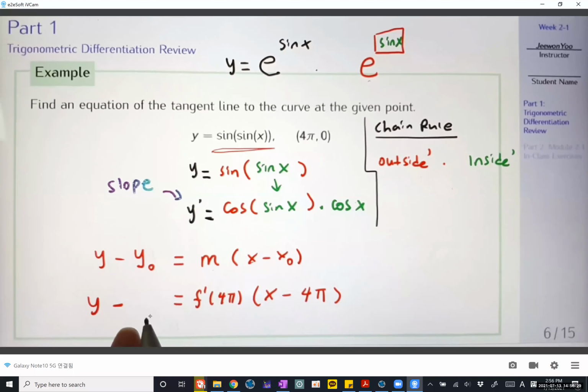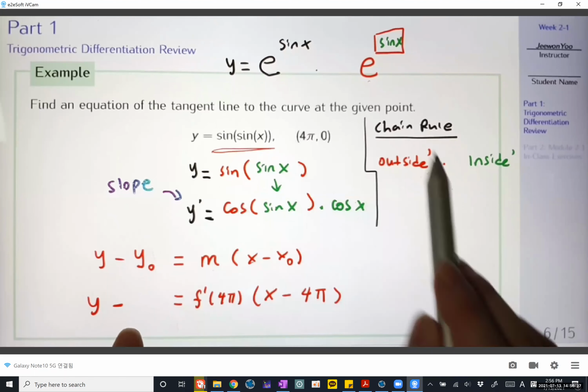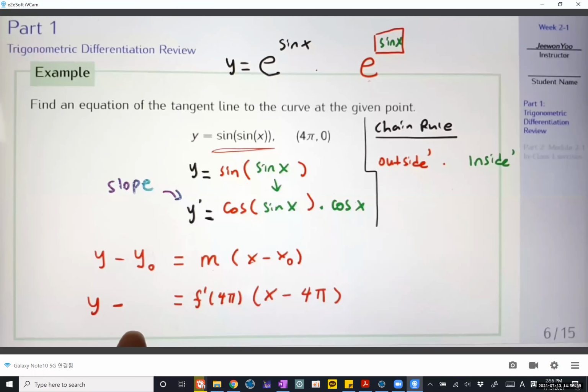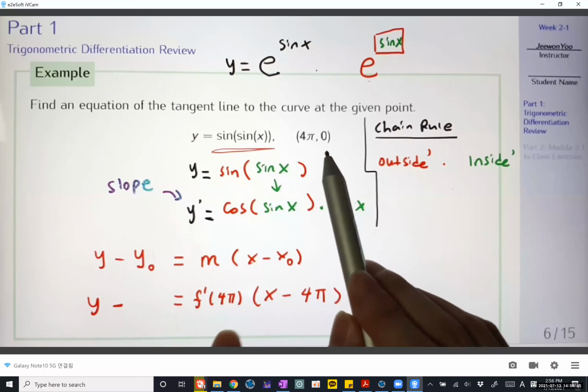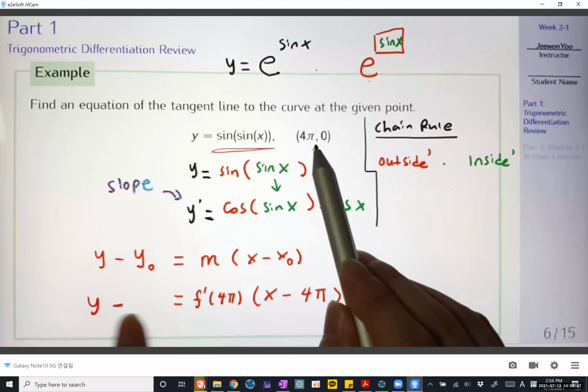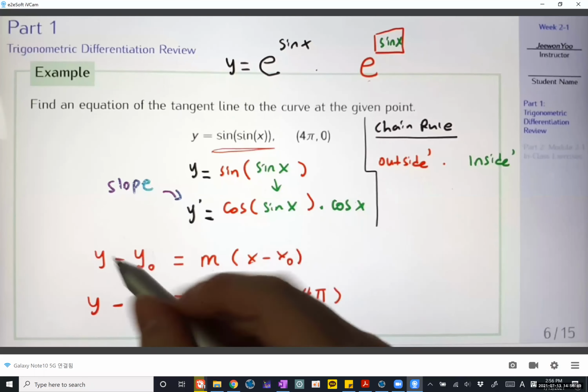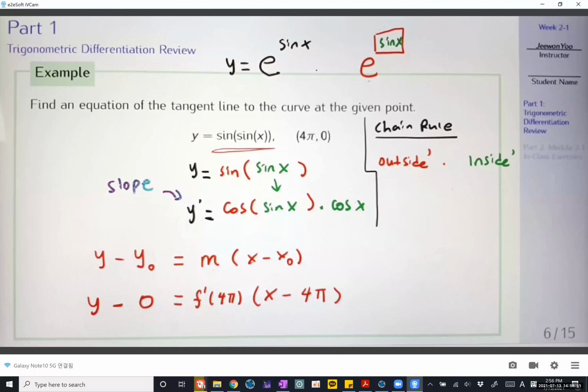But you have to tell me this. What is the answer for y naught in this case? Looking at the question, looking at the information here. Good. The y naught is given to be 0. So when x naught is 4 pi, y naught is 0. So technically, everyone, you are almost done with the problem. You just have to find f prime of 4 pi.